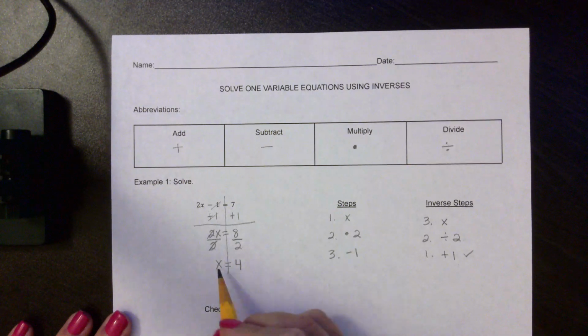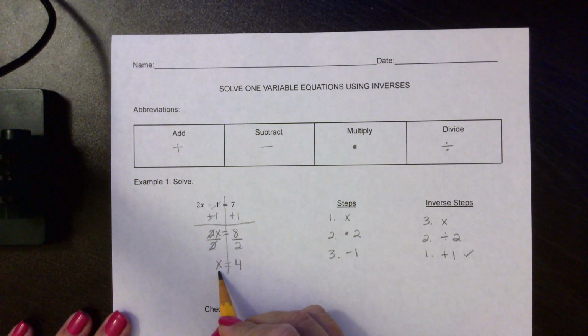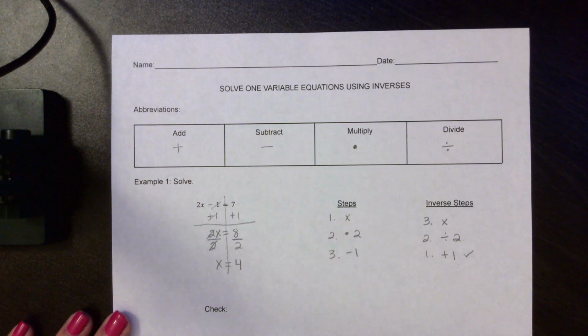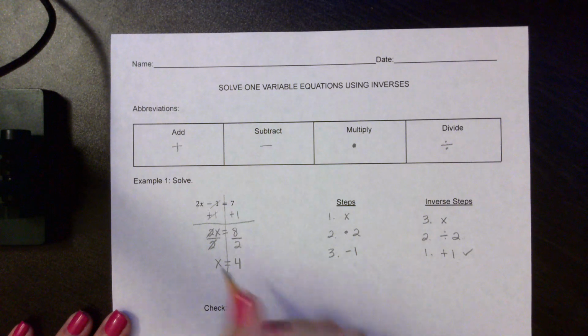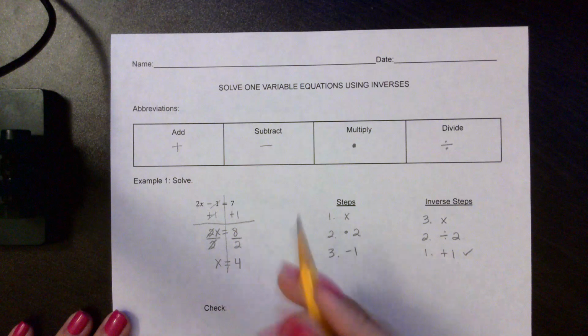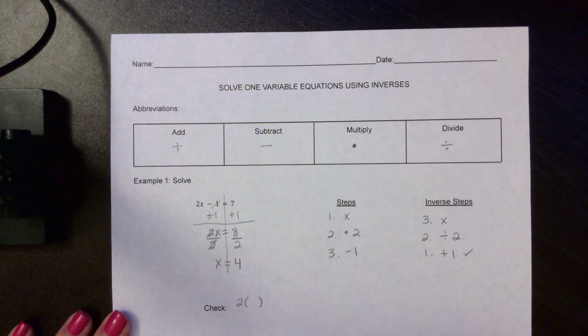So now we've solved this equation. We have x isolated by itself on the left, and we have a number on the right, 4. To check this, we are going to substitute into the original equation. So the original equation is 2, I'm putting parentheses wherever my variable was, minus 1 equals 7. And the value that I want to put in the parentheses is this value that I just found, the 4.